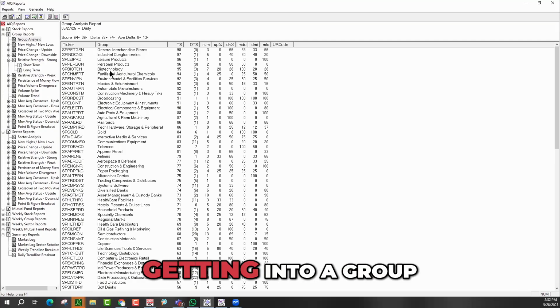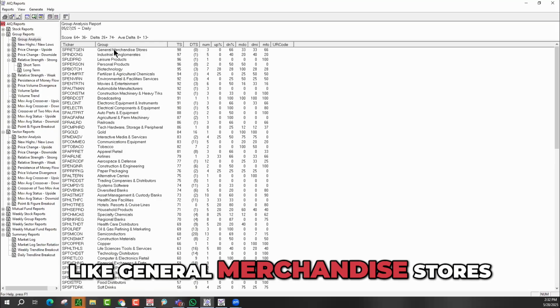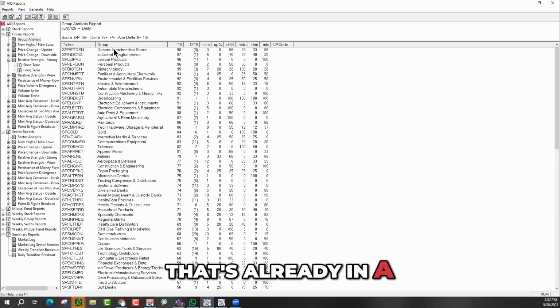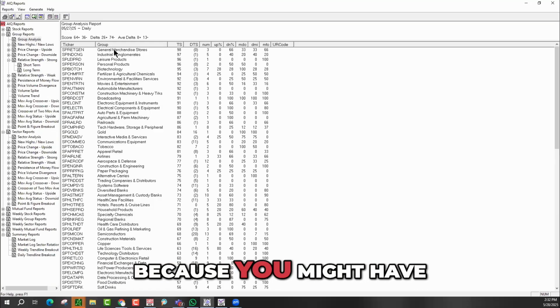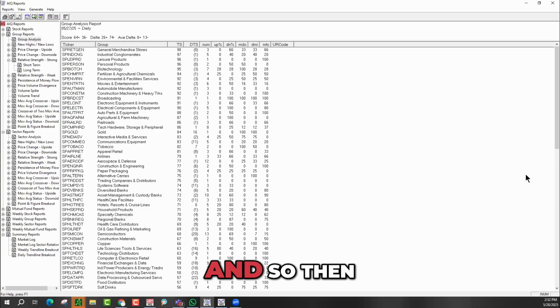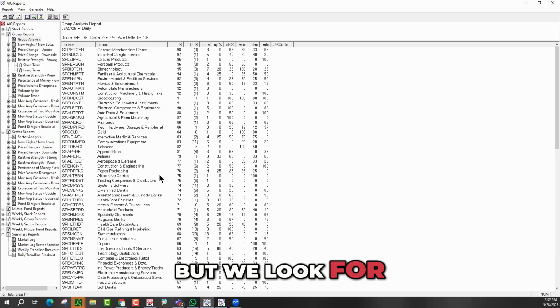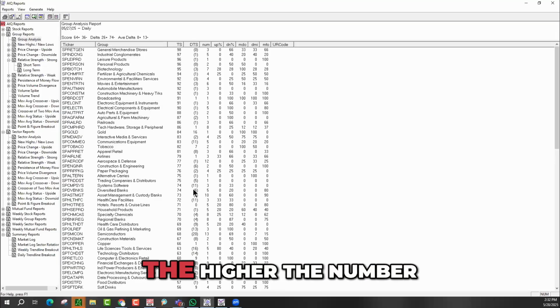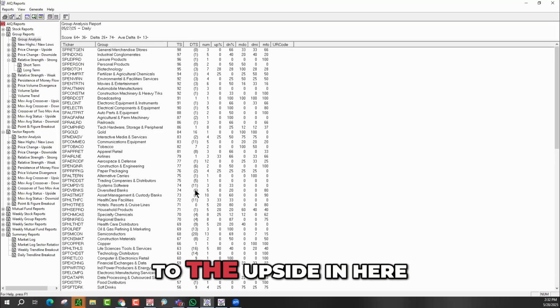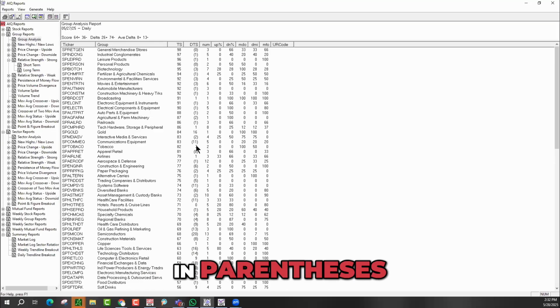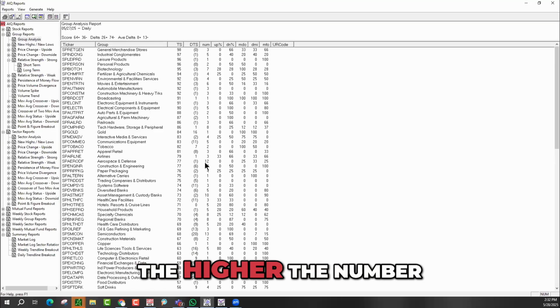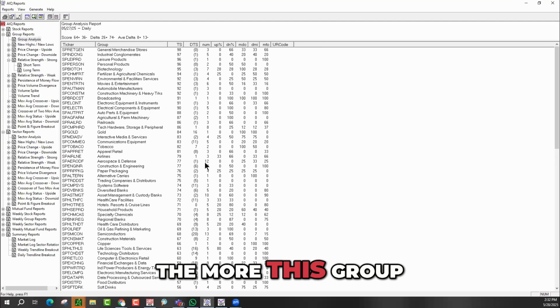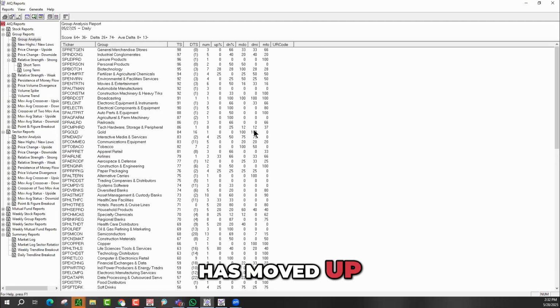Getting into a group like general merchandise stores that's already in a strong trend is kind of hard because you might have missed the move. So what we look for in here is something that's trending up, but with an acceleration, and that's where this DTS column comes in. The higher the number to the upside, the more this group has moved up within the list itself. The ones in parentheses are going down.